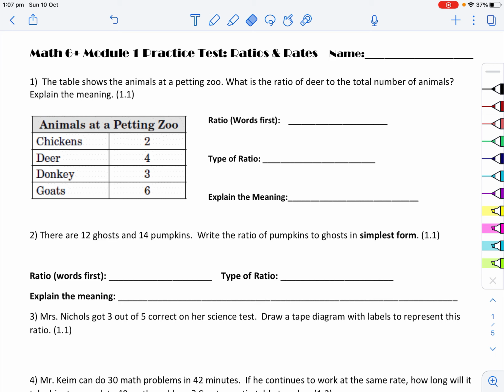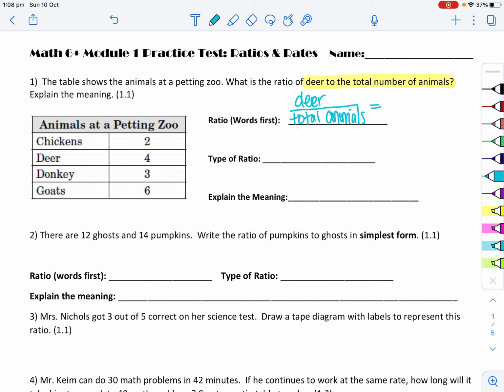Number 1 says the table shows the animals at a petting zoo. What is the ratio of deer to the total number of animals? And explain the meaning. So when it says ratio and then words first, what I want to see is deer and then total animals. So write the ratio in words first.